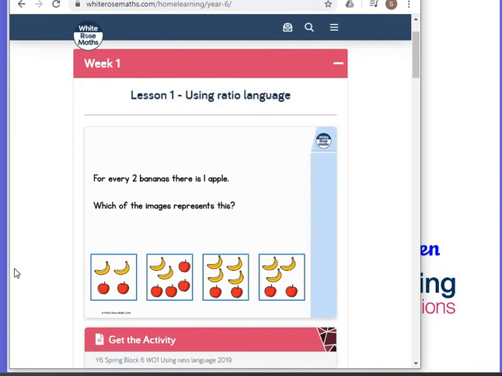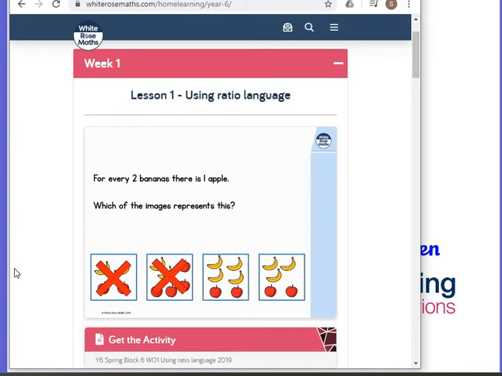Let's look at our next story. For every 2 bananas, there is 1 apple. Which of the images represents this story? Well, I'm having a look. I can't see any of the pictures that match it directly. Let's have a look at the first image. Well, I can see that in the image, there are 2 bananas to 2 apples. This doesn't match our story. Let's look at the next one. 2 bananas and 4 apples. So for every 2 bananas, there would be 4 apples. This doesn't match our story.